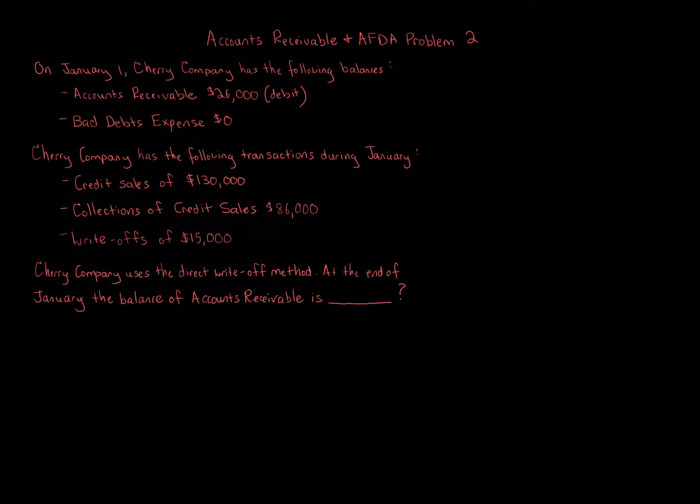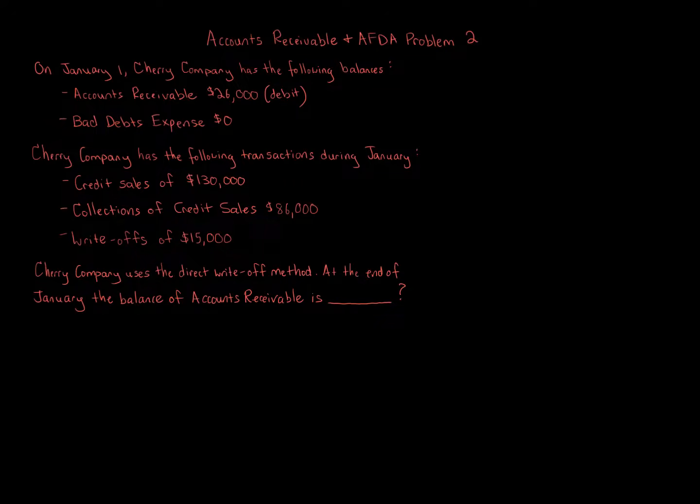Accounts Receivable and AFDA Problem 2. On January 1st, Cherry Company has the following balances. Accounts receivable, $26,000 debit balance. Bad debts expense, $0. Cherry Company has the following transactions during January. Credit sales of $130,000, collections of credit sales $86,000, write-offs of $15,000.